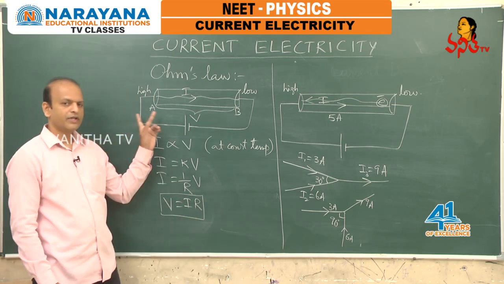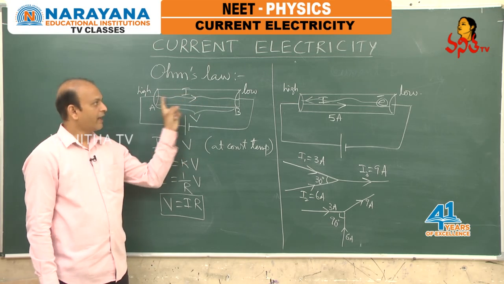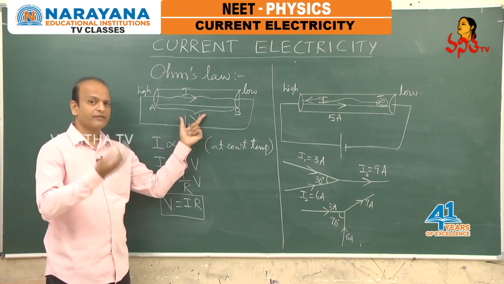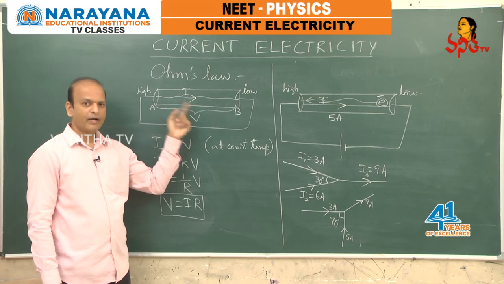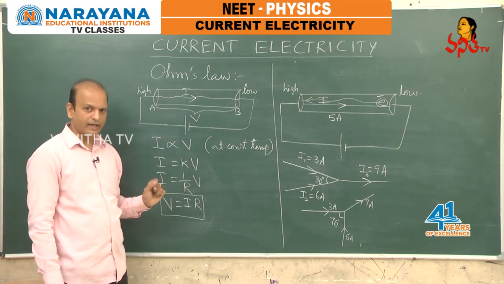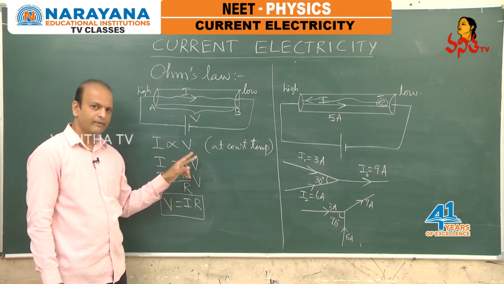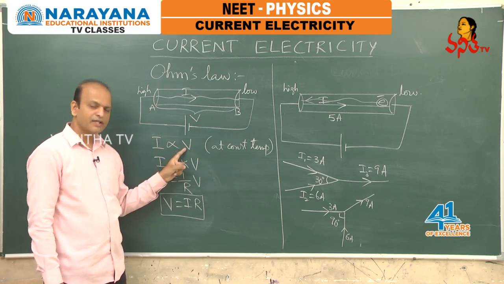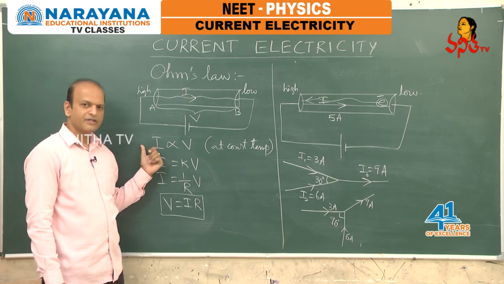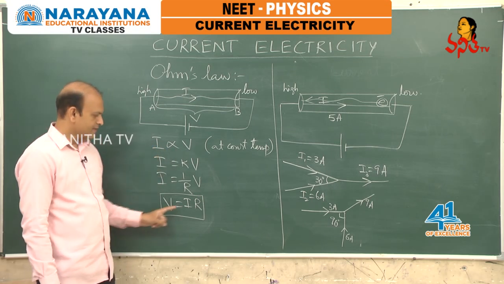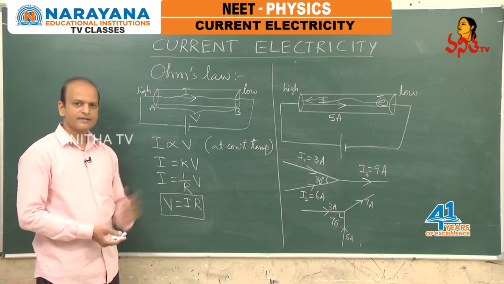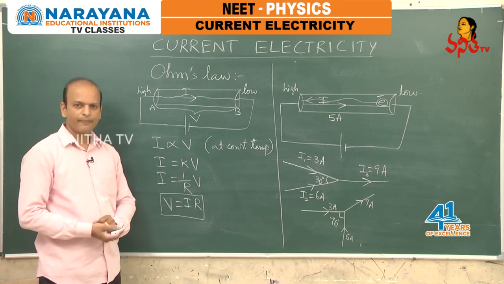Here the point to observe is that current changes according to the potential difference changing, but the potential difference does not change according to the current. So I is proportional to V, not V proportional to I. As you go on changing the potential difference, the current changes. So this relation is what we call Ohm's law.